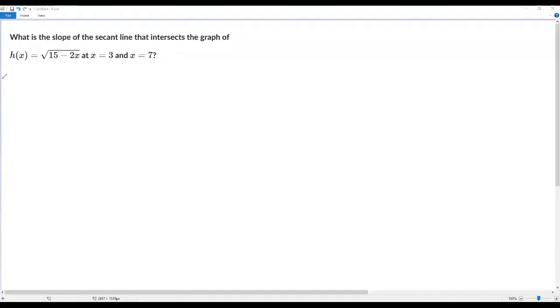Here we have an AP Calculus AB problem. Okay, let's go to the question. What is the slope of the secant line that intersects the graph of h of x equals square root of 15 minus 2x at x equals 3 and x equals 7?